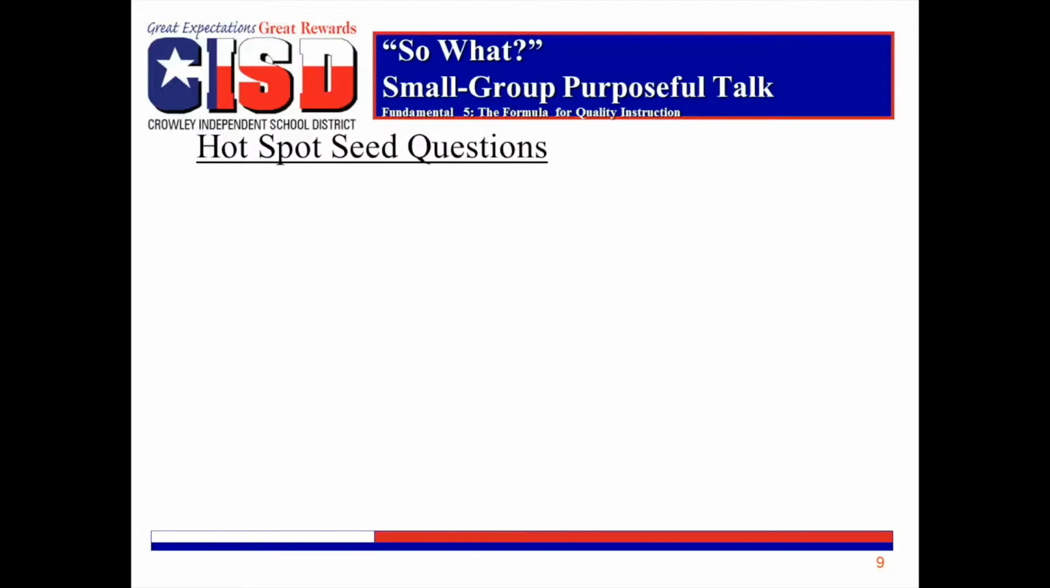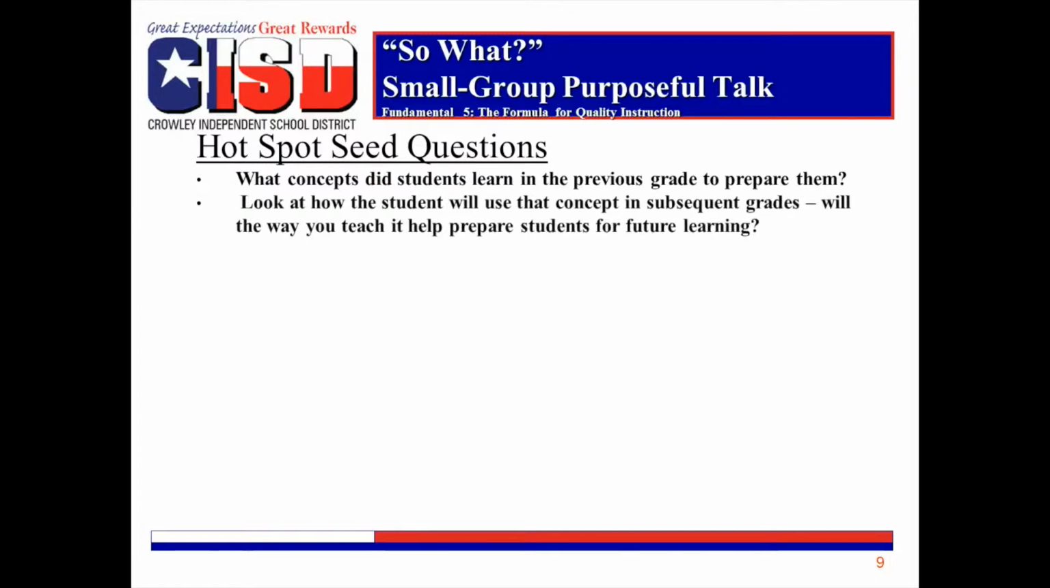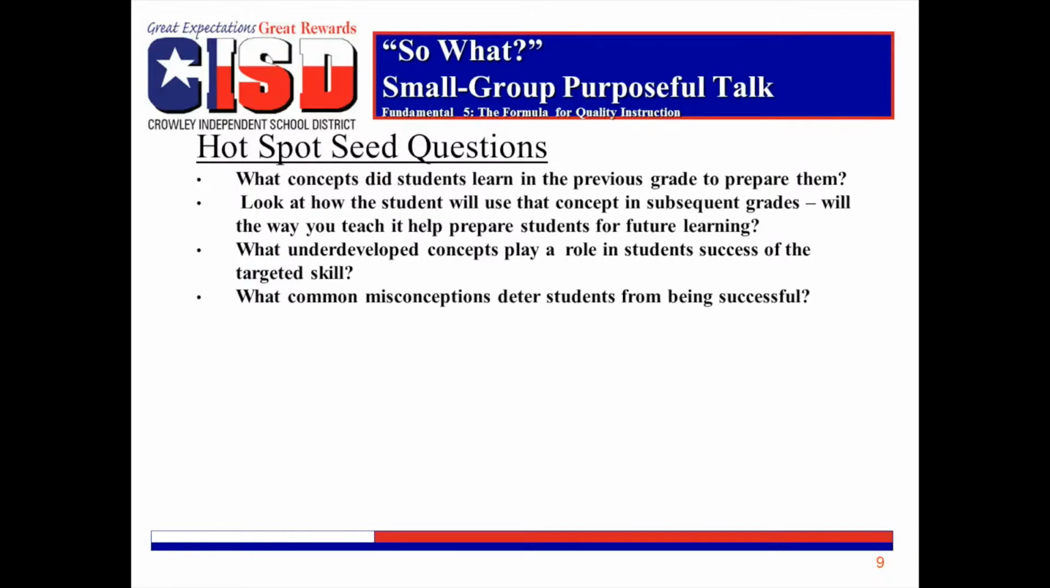The questions for discussion are: what concepts did students learn in the previous grade to prepare them? This can be found in the unit overview of the IFD. Also in the unit overview, look at how the students will use that concept in subsequent grades. Will the way you teach it help prepare students for future learning? In the underdeveloped concepts and misconceptions section of the IFD, what underdeveloped concept plays a role in student success of the targeted skill? Also, what common misconceptions deter students from being successful?